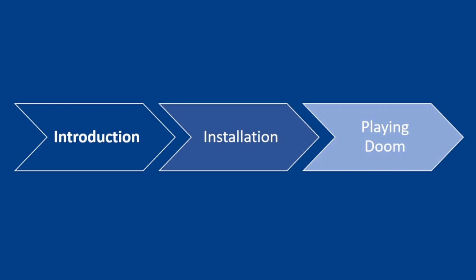Then I'm going to go through what I call the installation process, which is how I have set it up on my machine. So how I've installed everything, how I link it all together. And then I'm going to go through the playing Doom bit, which is how I configure it to run and what I do when the game is running. So any hints, tips, or background knowledge, I'm going to share them all in this video.